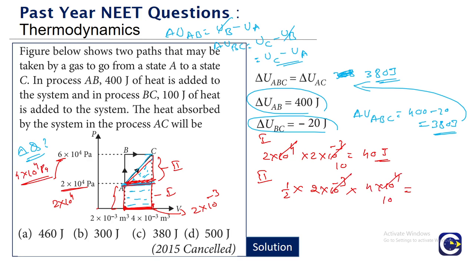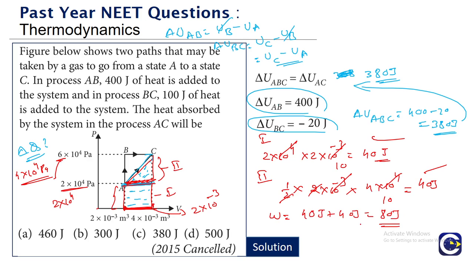Same. 10 will remain, 2 2 is cancelled. This is another again 40. So what is the overall area below that AC? It is 40 plus 40, 80. So the work done in this case will be what? 40 joules plus 40 joules, which is 80 joules.